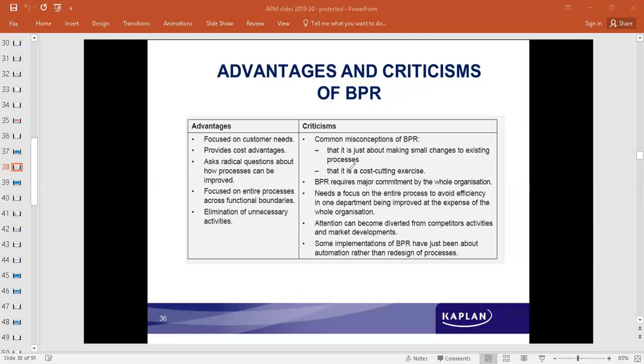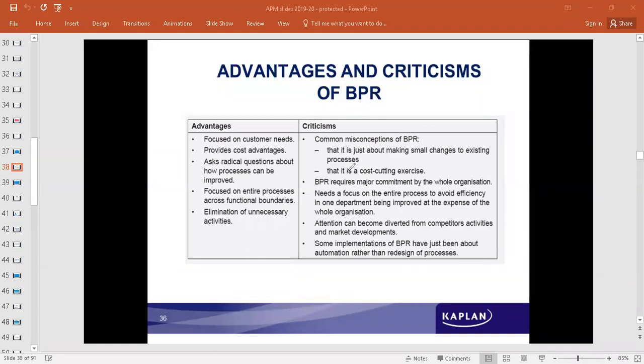Maybe going along with what is prevailing in the market among the competitors, what is the need of the hour, what is the requirement. So looking at that and making changes. So that's about asking radical questions, how changes can be brought about. Then it says it is focused on the entire process across functional boundaries. So the entire work is considered, entire processes across the functional boundaries.